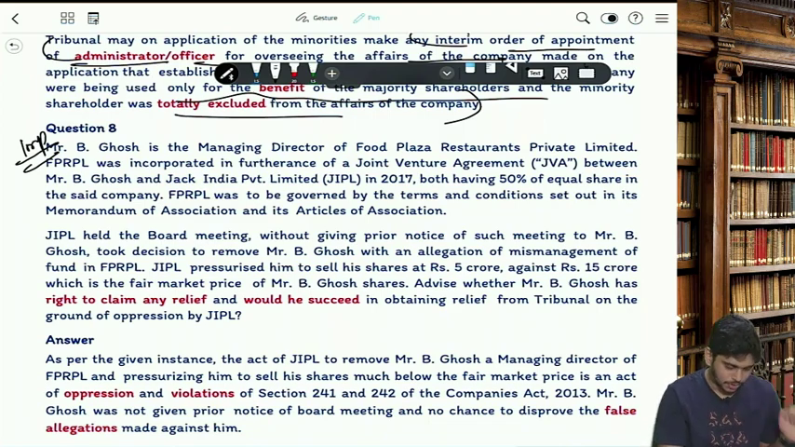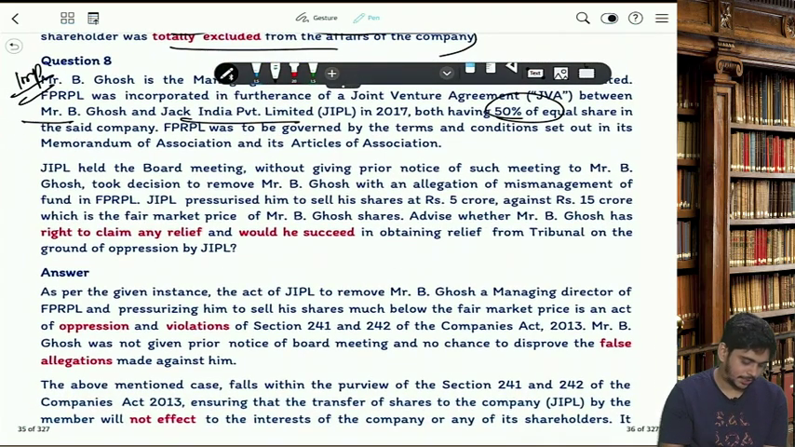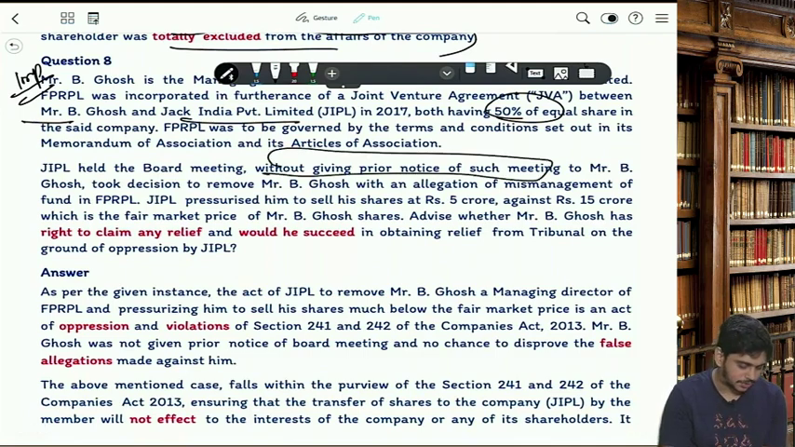Mr. B. Ghosh is the MD of Food Plaza Restaurants Private Limited, FRPRL, the Food Plaza wala, was incorporated with the furtherance of JVA between B. Ghosh and Jack India Private Limited, both having 50% equal share in the said company. FRPL was to be governed by the terms and conditions set out in the MOA and AOA. JIPL held the board meeting without giving prior notice of such meeting to Mr. Ghosh, took decision to remove Mr. B. Ghosh with an allegation of mismanagement of fund in FRPL.